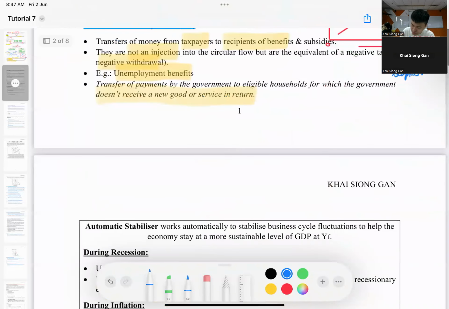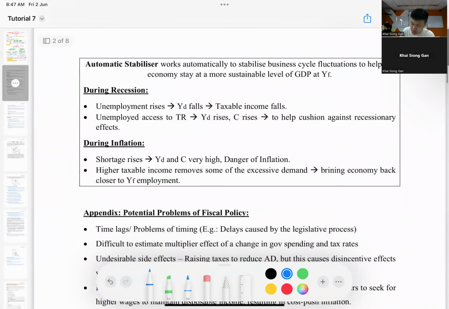Okay, and then moving on to some more explanations about the automatic stabilizer. I've already gone through that with you just now, but let me go through that quickly with you again. So the automatic stabilizer works automatically by itself to stabilize the business cycle's fluctuations, to help the economy stay at a more sustainable level of GDP.